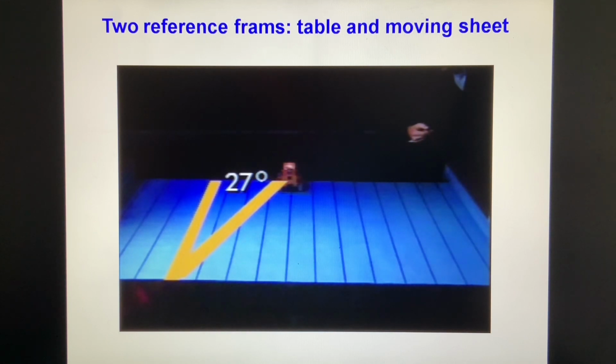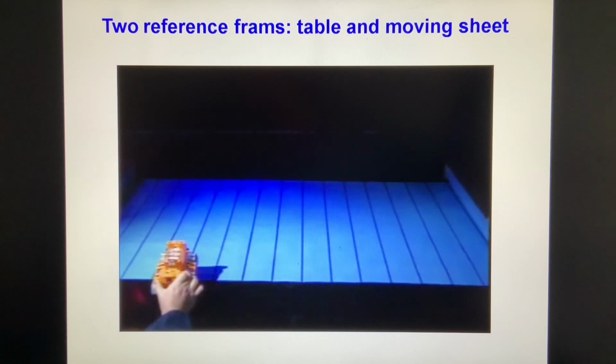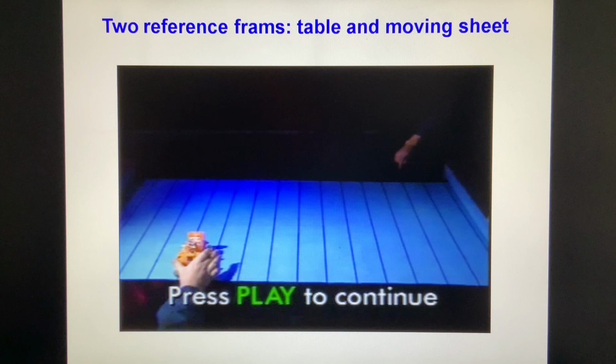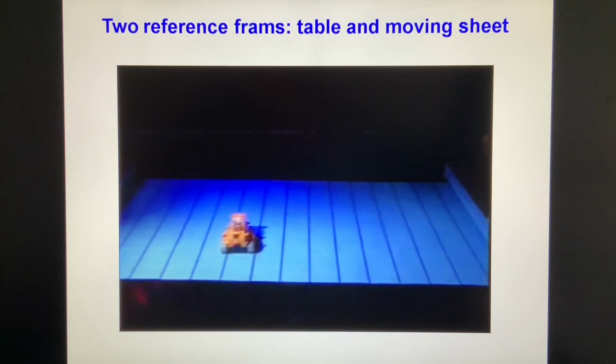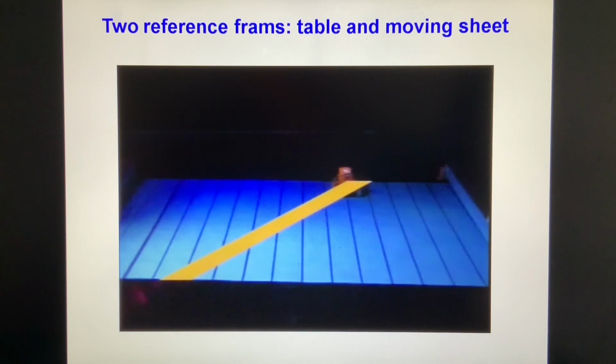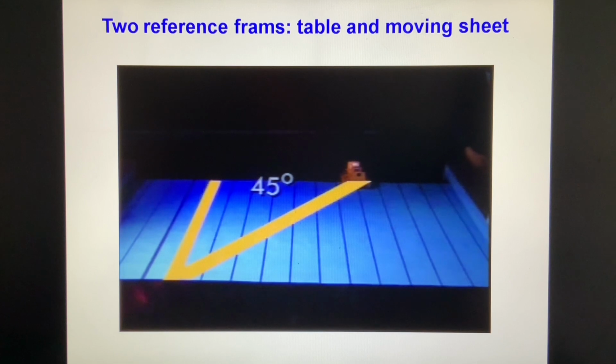The bulldozer moves at approximately 27 degrees to its previous path. What will the path be if the sheet is pulled at the same speed as the bulldozer? The bulldozer moves across at 45 degrees to its original path.